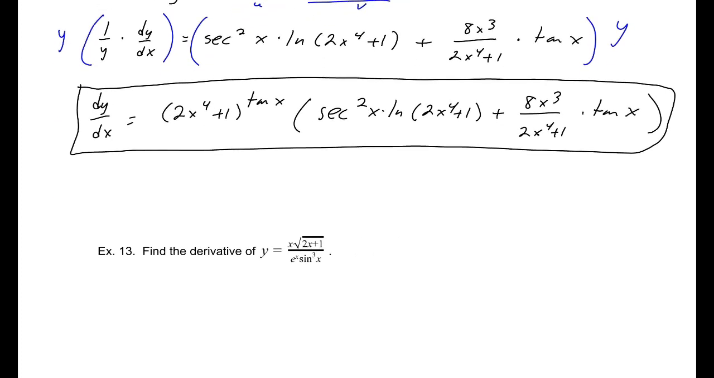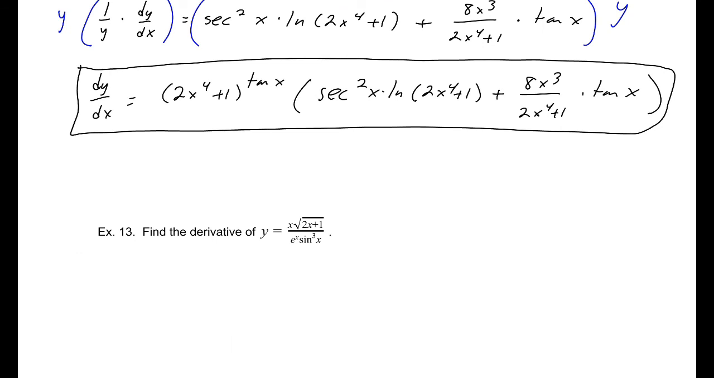All right, number 13, find the derivative of y equals x square root of 2x plus 1 divided by e to the x sine cubed x. Alright, this is crazy by itself. Now, if we take the natural log, here it'd be nice to make the radical into an exponent, which we can bring down with log properties, etc.